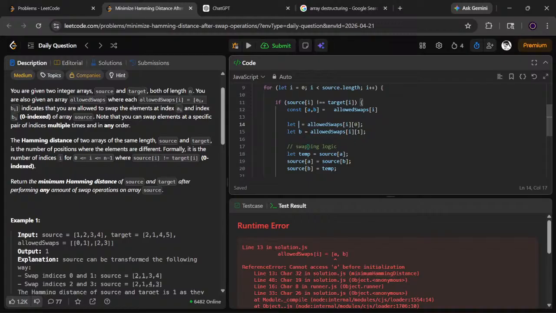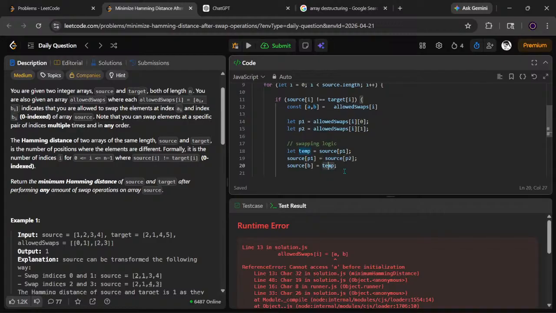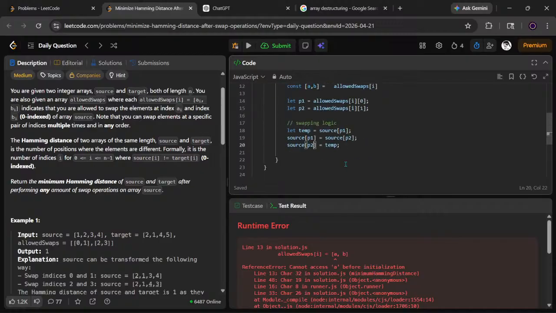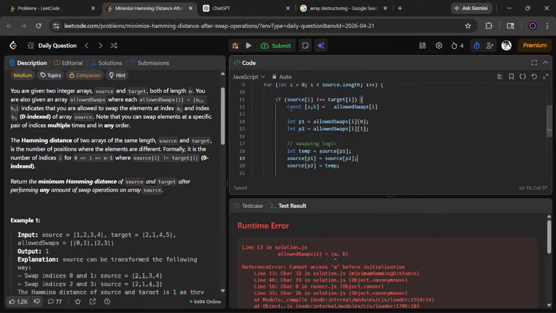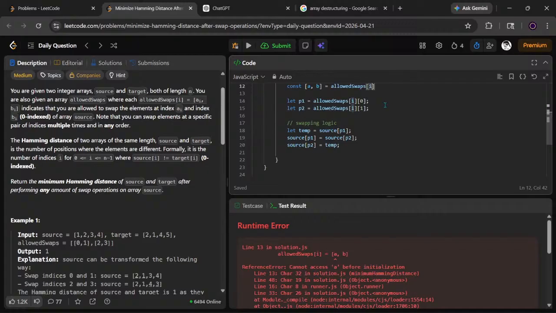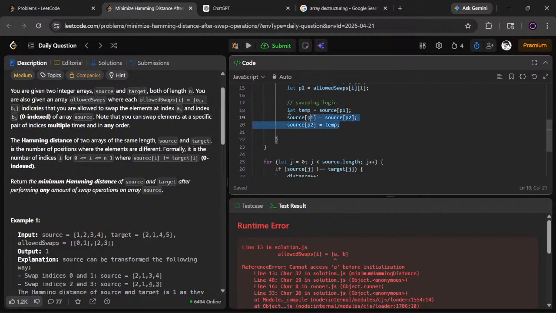This will be like P1, P2 again, P1, P2. Now I have destructured our array properly from the allowed swap indices of I, and now we have everything: P1, P2, and now we are swapping with whatever was index.